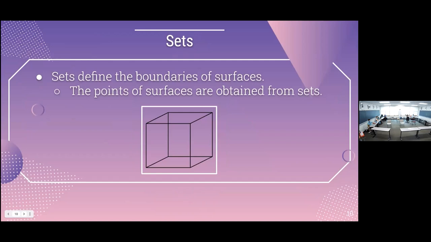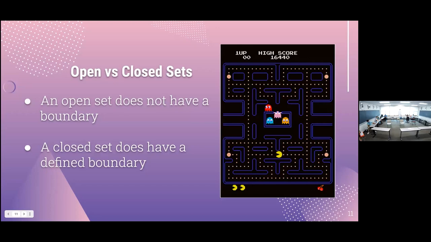Sets are what define the boundaries of the surfaces. Each point and boundary on a surface is derived from a set. For example, every point and boundary on this cube is derived from a set. So this leads us into the topic of open sets and closed sets. Open sets are sets that do not have a defined boundary or edge. For example, if Pac-Man were to go over to the right side of the screen here, past this, he would reappear on the left side of the screen right here. This is because there is no defined boundary or edge in this area, meaning it is an open set.